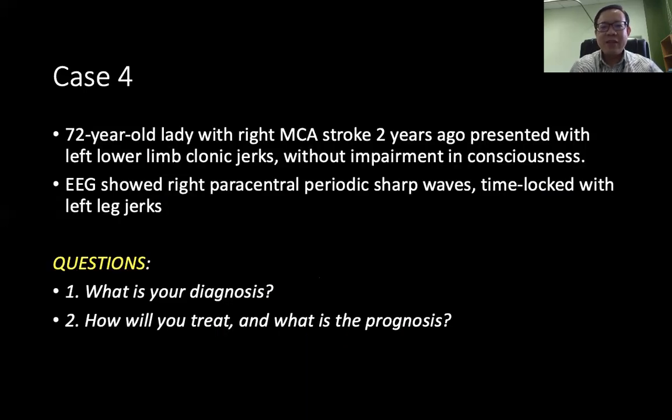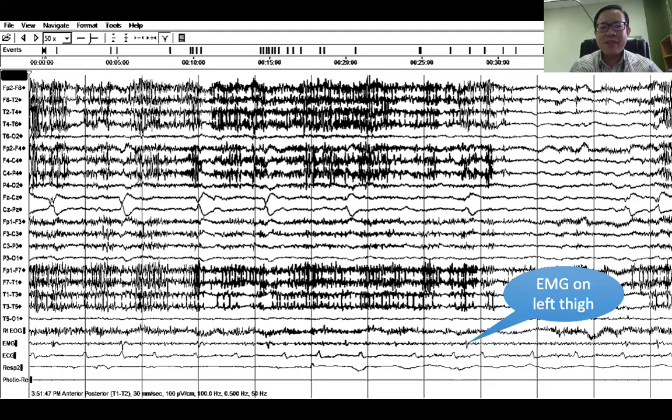Second case, a 72 years old lady with right MCA stroke 2 years ago. Now she has lower limb jerks without impaired consciousness. This is straightforward. The EEG shows periodic sharp waves on the right side, the same side as the stroke. So what is your diagnosis? How would you treat? Let's come back. This is the EEG.